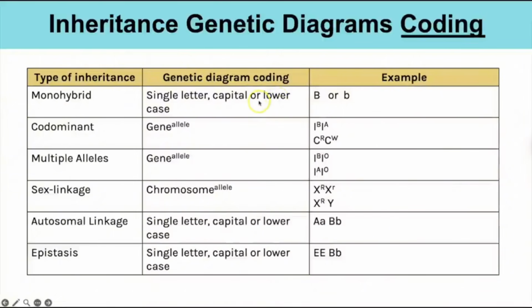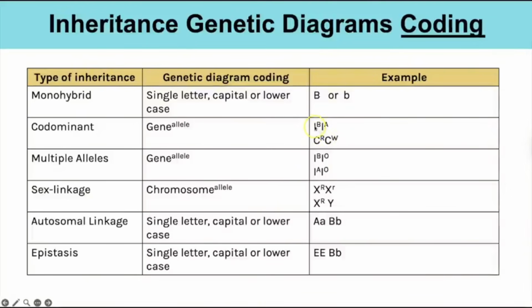So for a simple monohybrid cross, that's what you would have done at GCSE, there's just 1 gene with 2 alleles, the dominant or recessive. So you pick 1 letter to represent the gene. Capital is dominant, lowercase is recessive. But then when we get to codominance and multiple alleles, we need to do the coding differently. Because for codominance, it means both of the alleles are dominant, so we can't pick 1 letter and have it capital for dominant because they're both dominant.